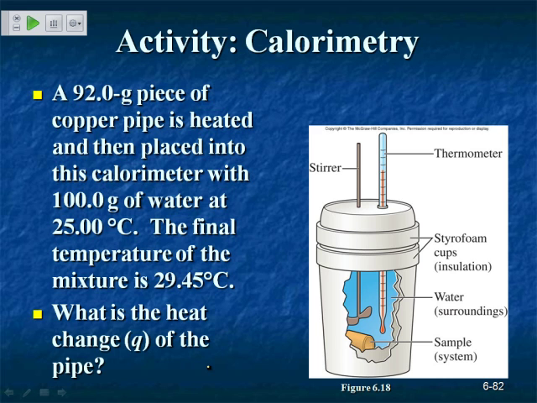What is the mixture we are talking about? The water and the pipe. That is what the mixture here is. 29.45. What is the heat change or Q of the pipe?